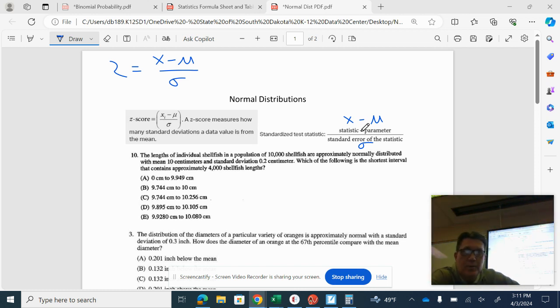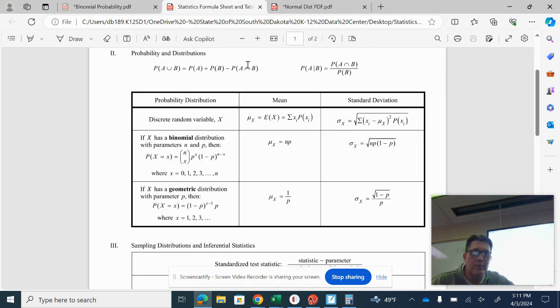Okay, normal distributions. You have to know the z-score formula. Z equals x minus the mean over the standard deviation. Standardized test statistic, that is on the formula sheet. Here, we'll click over to the formula sheet.